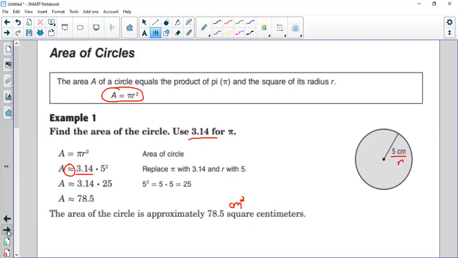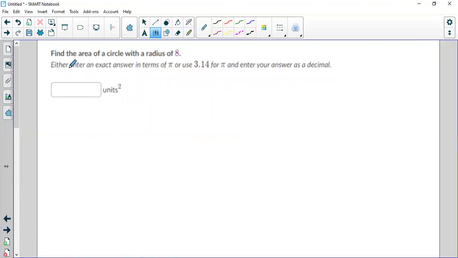Let's take a look at it. Finding area of a circle. Look for the word area of a circle with a radius of 8. All right, so the area formula is pi times radius squared. And they give me the radius. The radius is 8. Just replace r with 8.